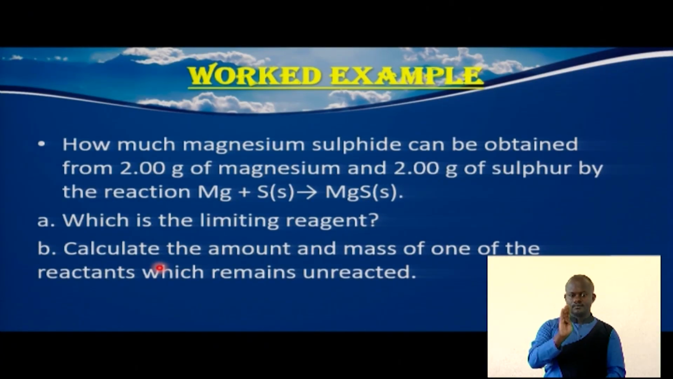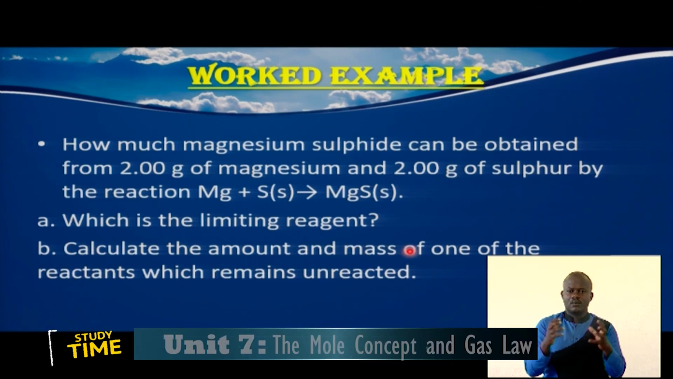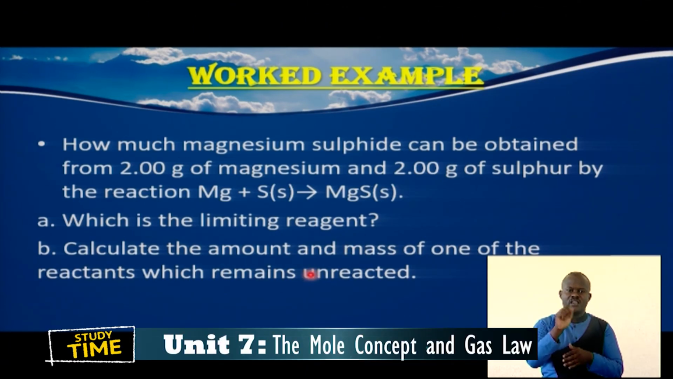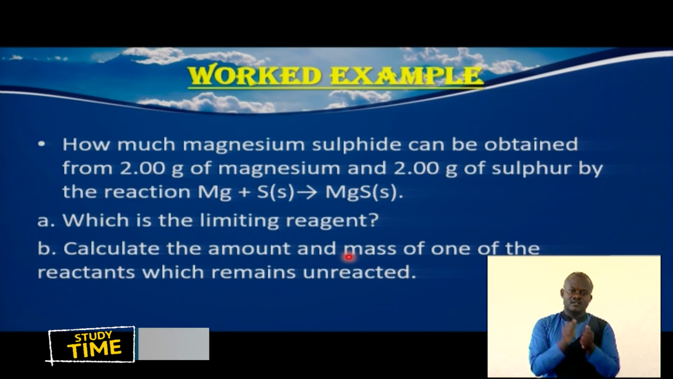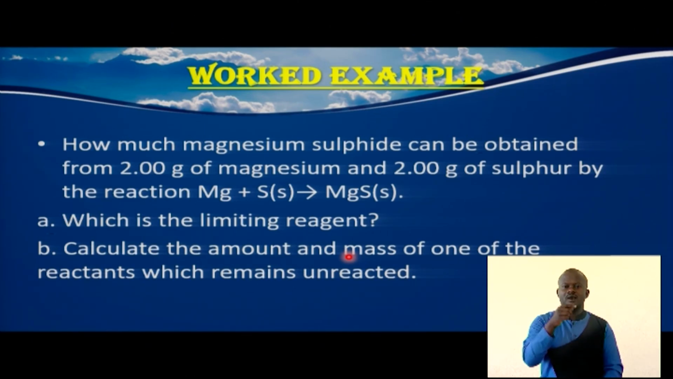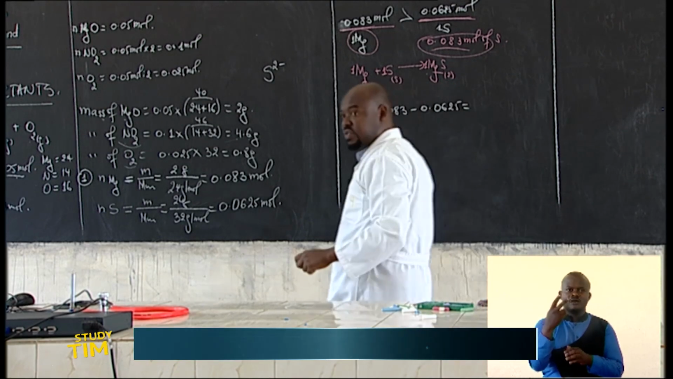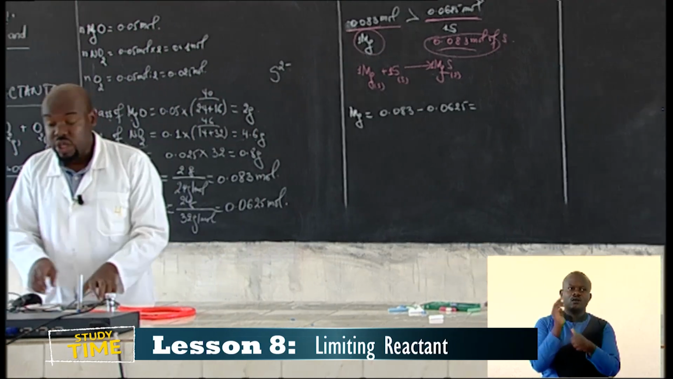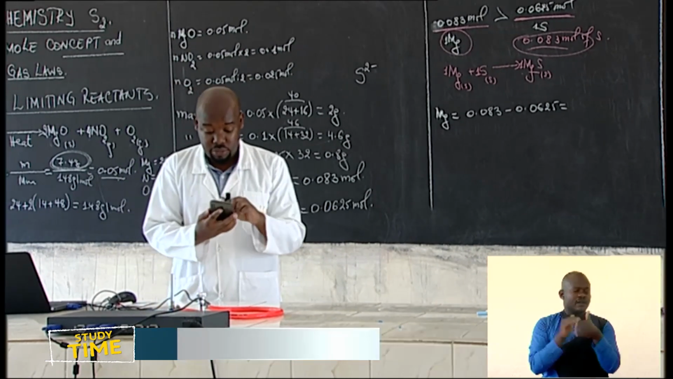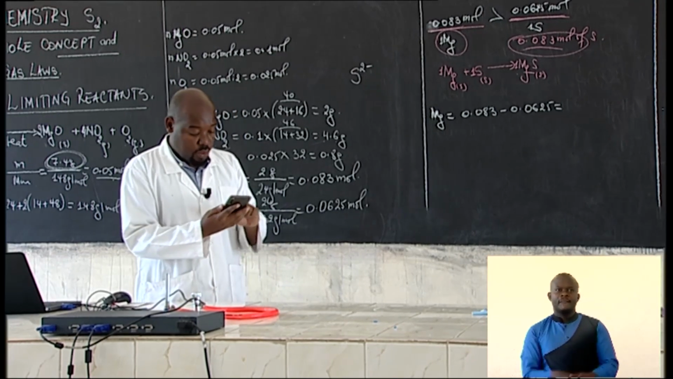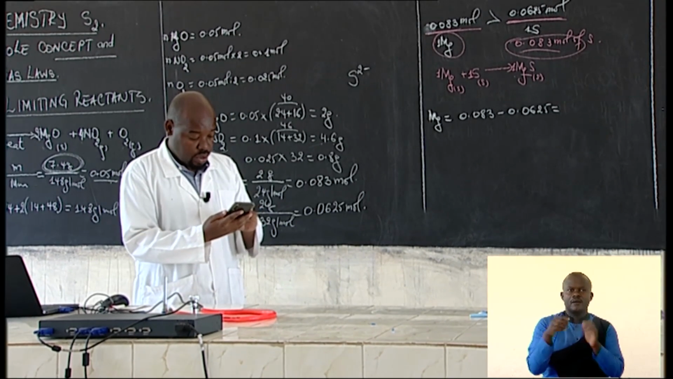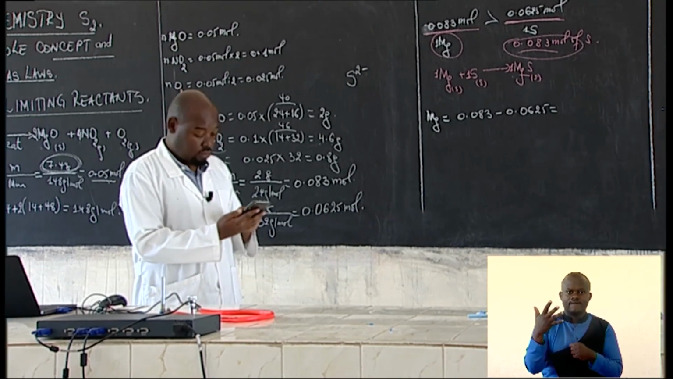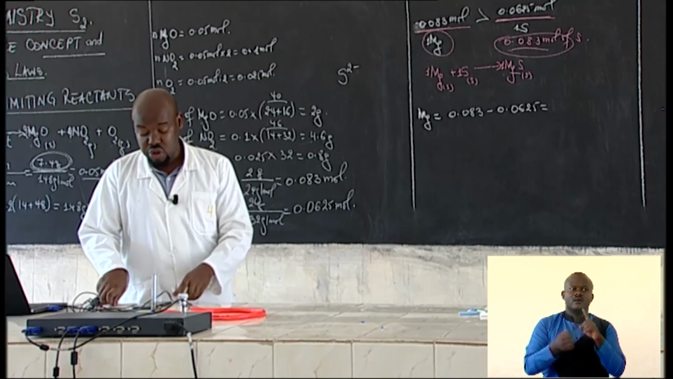B, we are asked to determine the amount and mass of one of the reactants which remain unreacted. What will remain unreacted? It's magnesium which remains unreacted. And as one particle combines with one, then we have 0.083 minus 0.0625. This gives us the value which will remain unreacted. We have 0.083 minus 0.0625. And we get 0.0205.